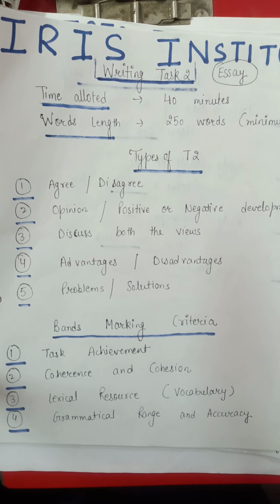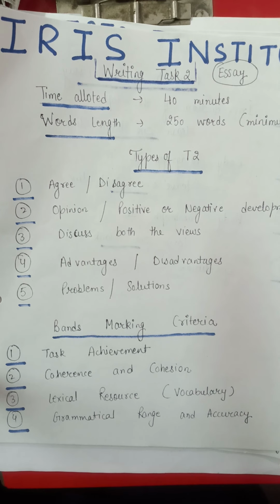IELTS has two types of writing. First one is task 1 and the second one is task 2. Task 1 is related to the graphs in terms of academic students, and for GT students it is a letter. That would be a separate class for you both. But today I am going to explain you everything about task 2.